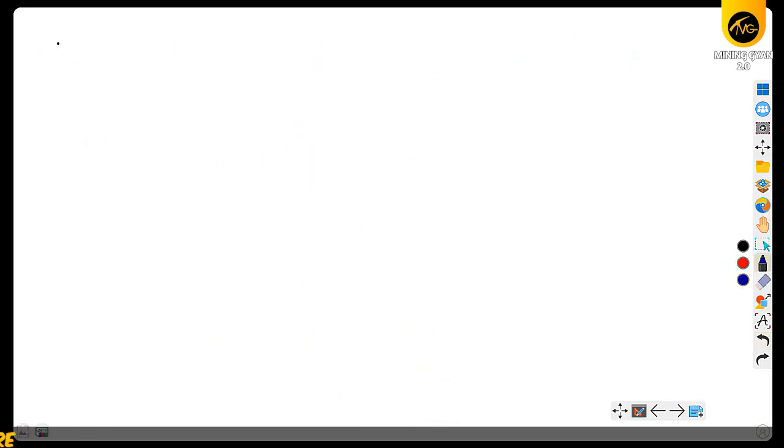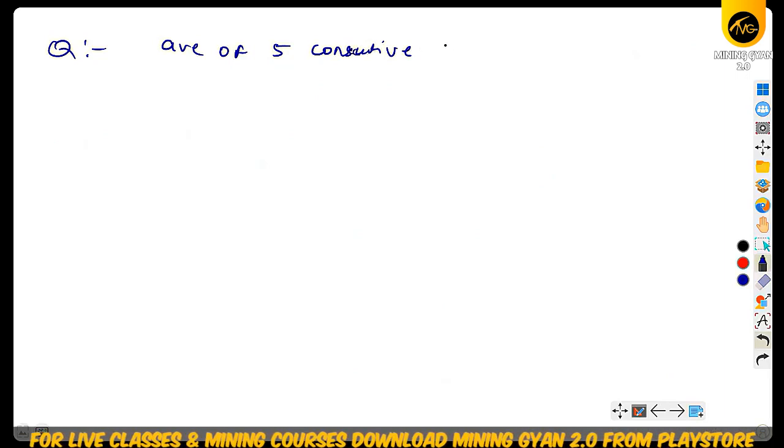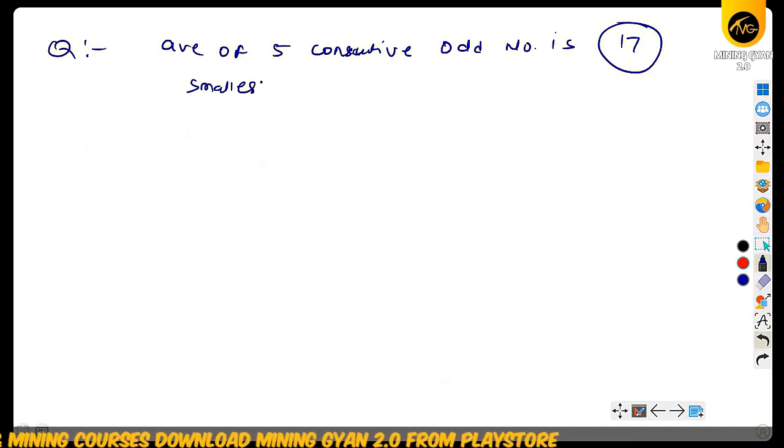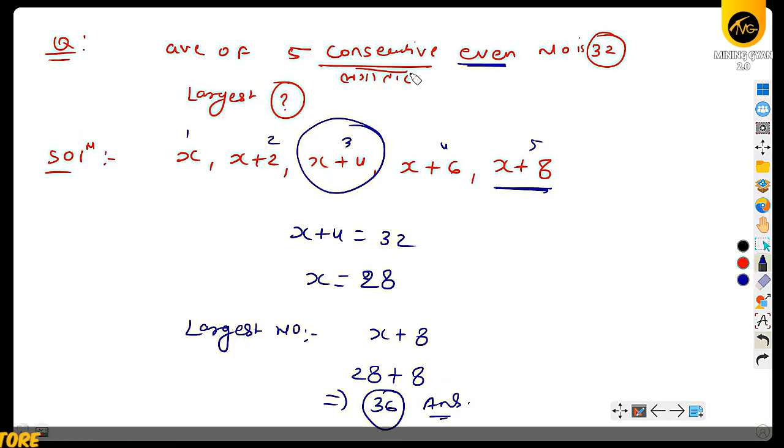Similarly, we can take another example like odd numbers. Suppose we have the average of 5 consecutive odd numbers is 17. So directly you can find the smallest number, or you can find the largest number. Okay, repeat. देखो यहां पर क्या हुआ है, 5 consecutive even numbers है, तो जब भी even numbers होता है, that means the difference will be 2, plus 2.